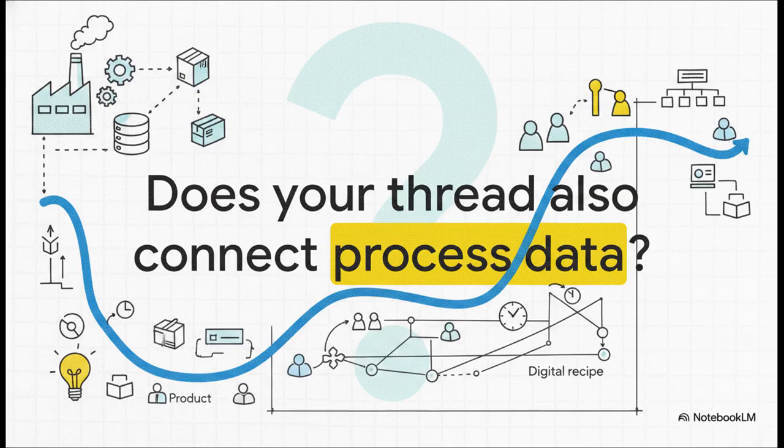Which brings us to the ultimate question you really have to ask about your own organization's architecture. Take a hard look at your systems right now. Is your thread only connecting product data, or does it also need to connect process data, the ownership, the control, and the causal logic behind every single human decision your organization makes? If it's the latter, it might just be time to look beyond the factory floor and start exploring the IPE Digital Recipe for yourself.